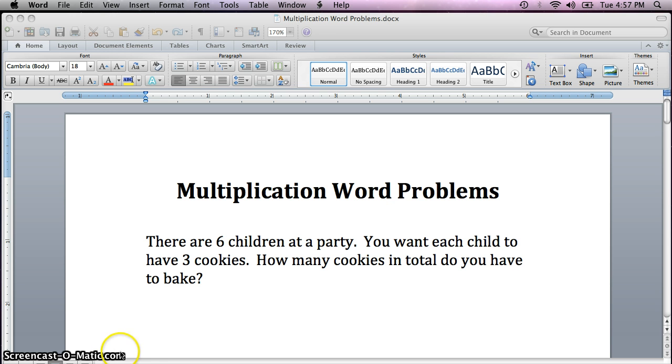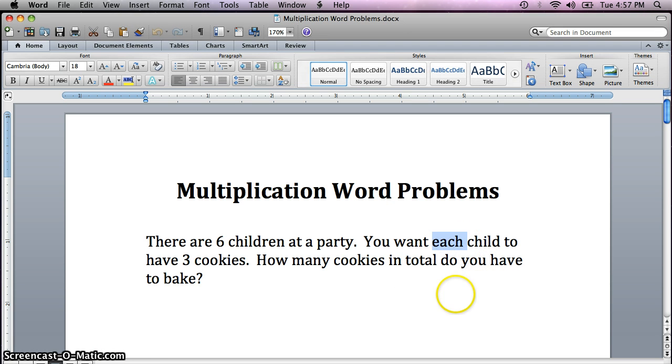A key word in this problem is the word each. Usually when you see the word each, it implies that you will be doing multiplication. You will be taking a certain number and multiplying it with another number. In this particular situation, we are taking 3 cookies and giving them to 6 children. In order for you to better understand, if you're taking a quiz or taking a test or even in real life, you can draw a picture or use manipulatives to help you get to your answer.